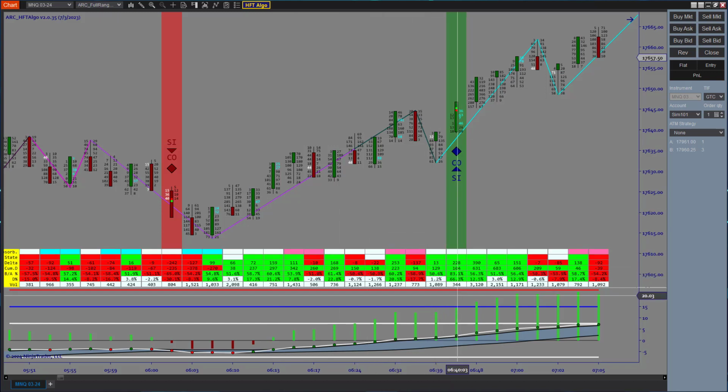As soon as this paints all green, then this is telling us we're clear for long trades at that point. We can start taking long signals as they come in. And the other thing we want to look at is momentum.